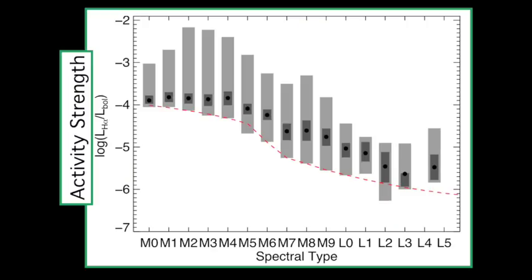Here we see activity strength, or the ratio of the H-alpha line luminosity to bolometric luminosity, as a function of spectral type for the entire SDSS sample. The red dashed line shows a rough detection limit. The light gray boxes show the full range of activity strength in each spectral type bin. The dark gray boxes show the interquartile range, and the points show the median. The median activity strength is constant from M0 to M4, but then declines from M4 through mid-L spectral types.